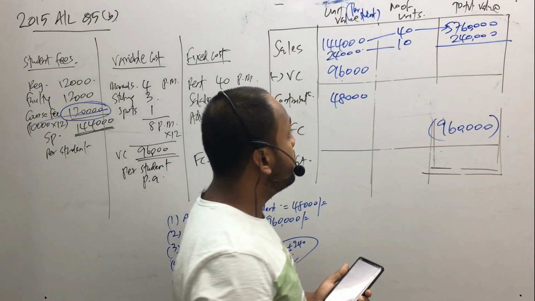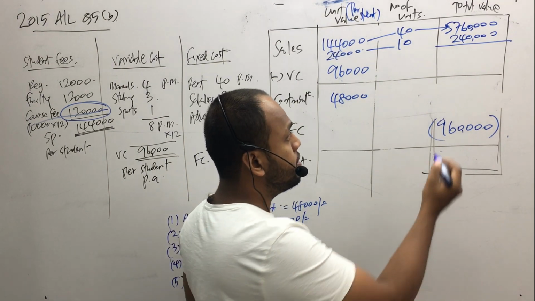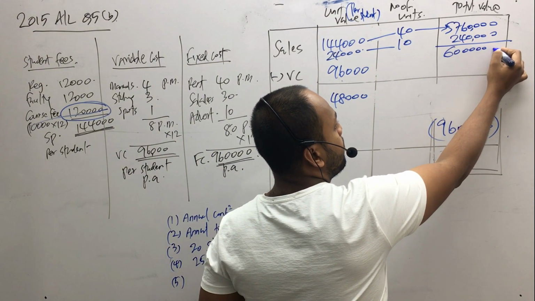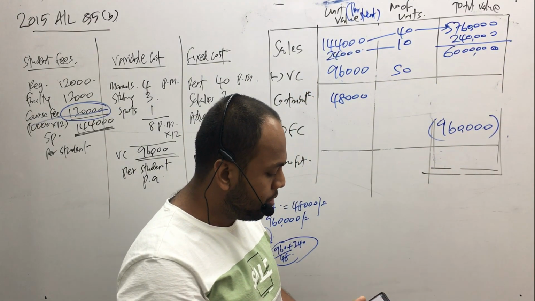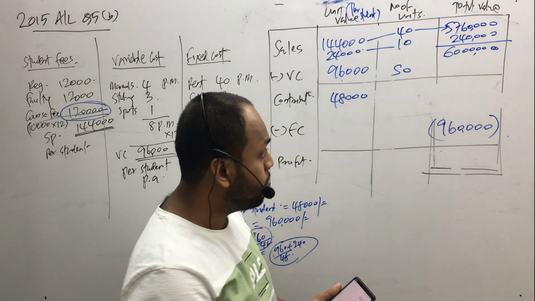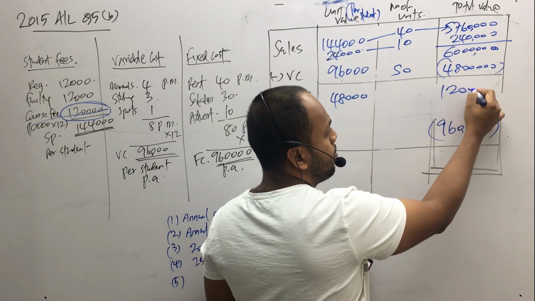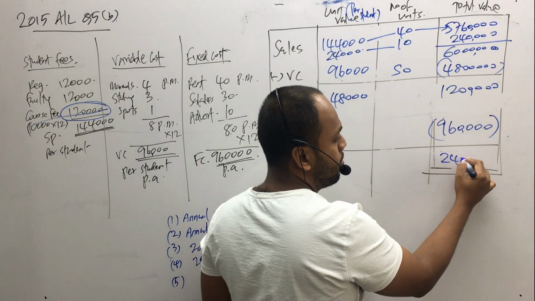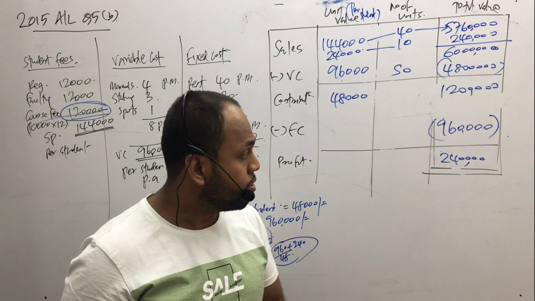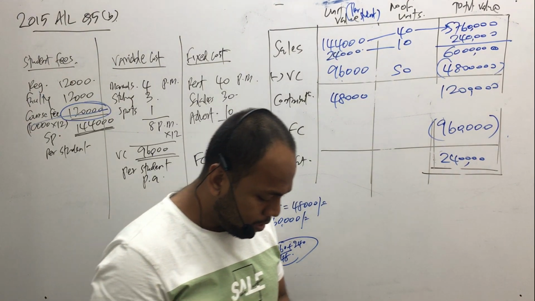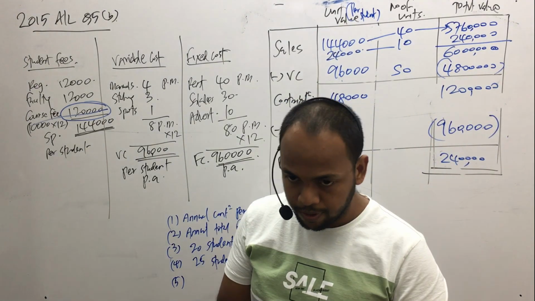So the total sales income will be 240,000 plus 5,760, which is 6 million. And the variable cost, we need to spend 96,000 into 50 students, 4,800. Then total contribution 1.2 million, and your profit will be 240,000. Right? So this is how you do the calculation for this question. So 10 marks given for this.